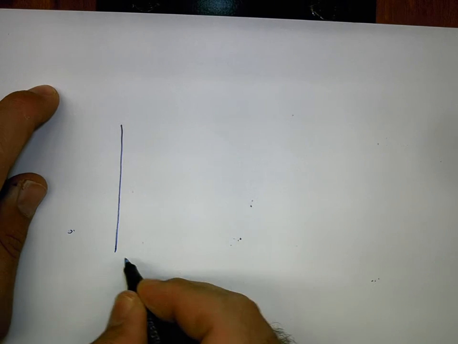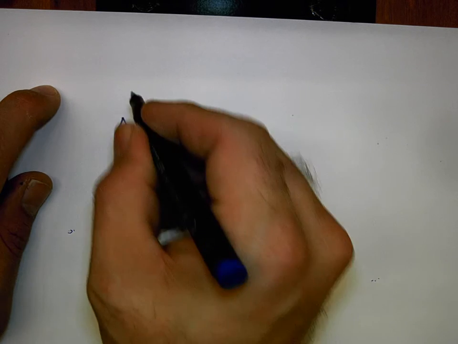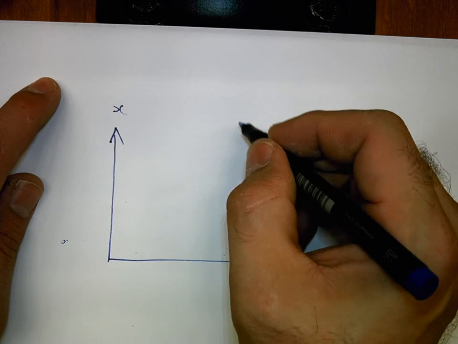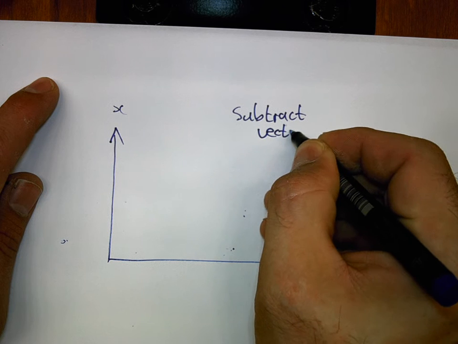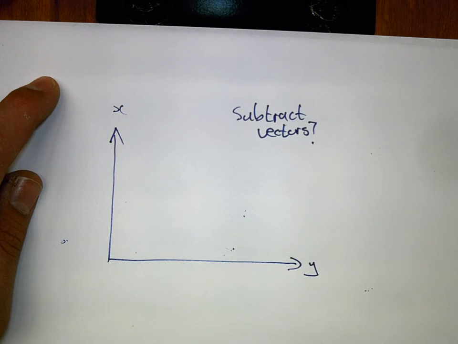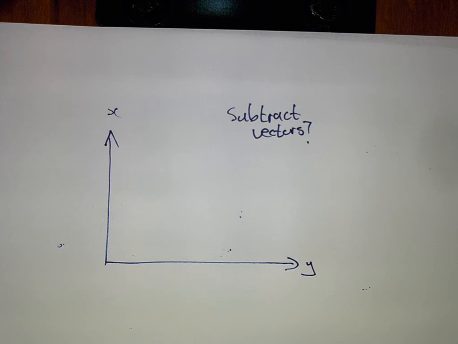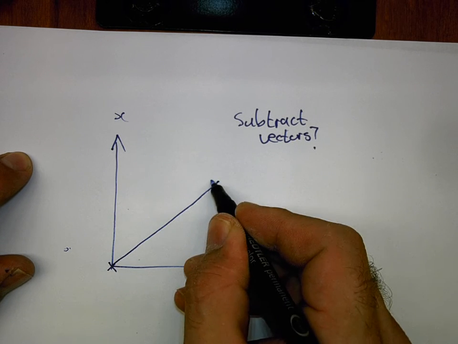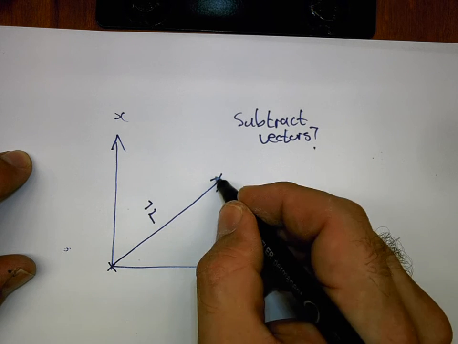Let's say again x, y. So what we want to figure out, we now know how to add vectors, but how do we subtract vectors? So if we think about displacement, again, it's going to be our guiding example. Let's say we start out over there and we change our position by this much to end up over there.